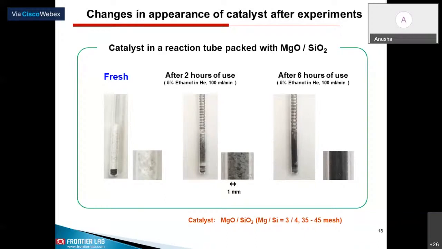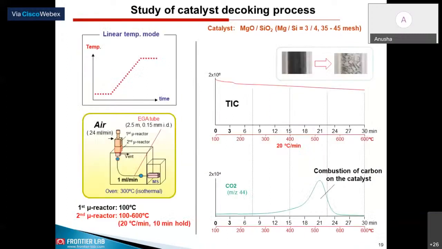So this is how the catalyst reaction tube is packed. When I talk about the catalyst here, we are talking about MgO, as I already mentioned. So this is how the change appeared. As I told, we studied the catalyst decoking process. We used air as the carrier gas, and the second furnace temperature is programmed to 600 degrees at 20 degrees per minute. You can see on the left side what we have mentioned.